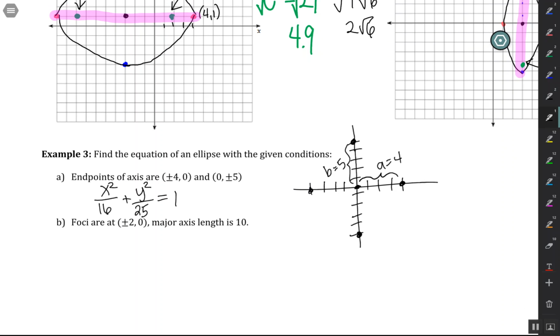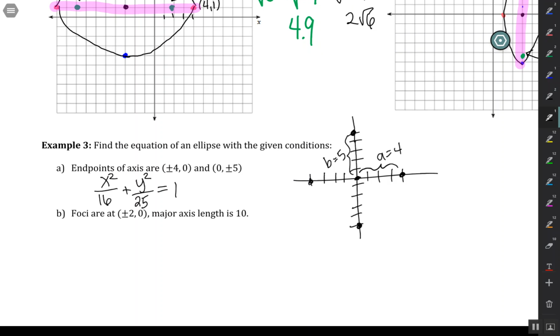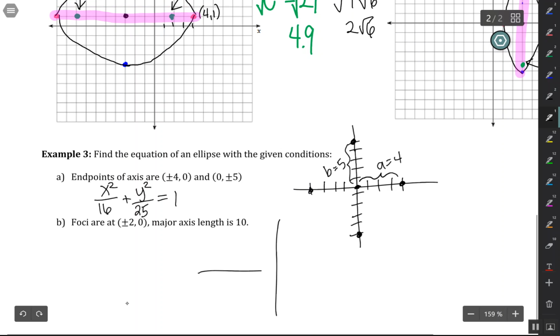Okay, B. The foci are at plus or minus 2, comma 0 and the major axis length is 10. So let's see. 1, 2. So these are foci. The major axis length is 10. The major axis is this thing. It has to be going this way because the foci are on it. So the endpoints of this are 5 and 5 because the whole thing is 10.